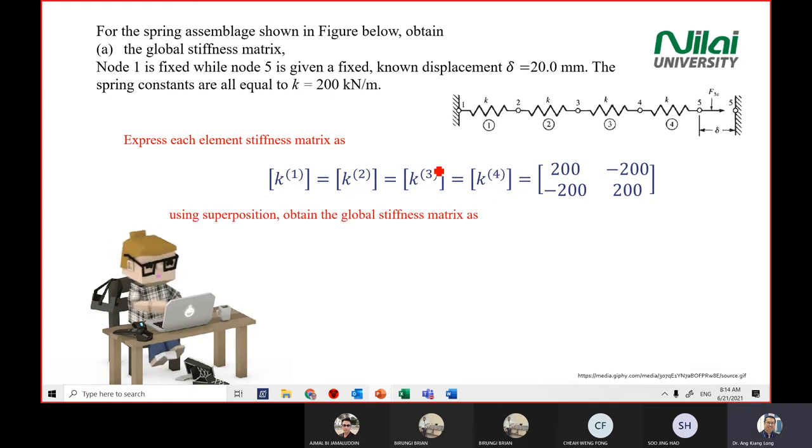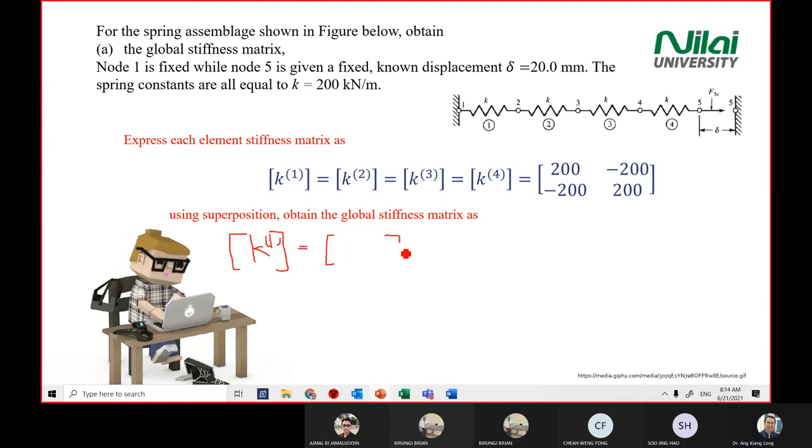Then after that, we will do superposition or superimpose to get the global stiffness matrix. Now just take your time to do it. Just on your sketch. So let's say you have element one. The first one, you build 200, minus 200. Okay, again, I apologize for my writing on the screen. I'll show you the first one, all right?